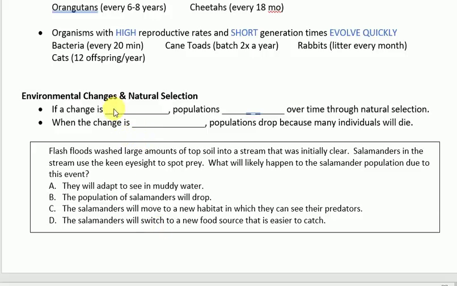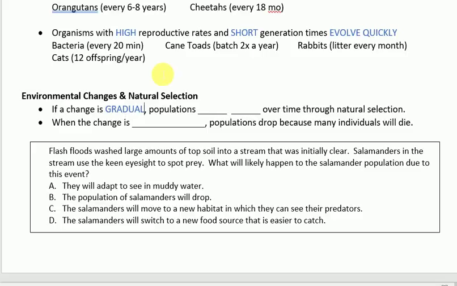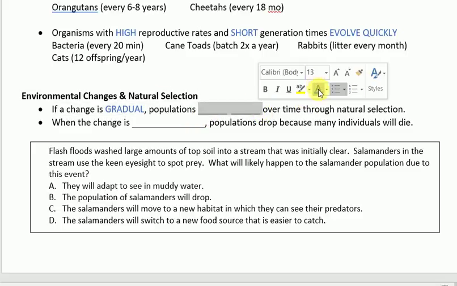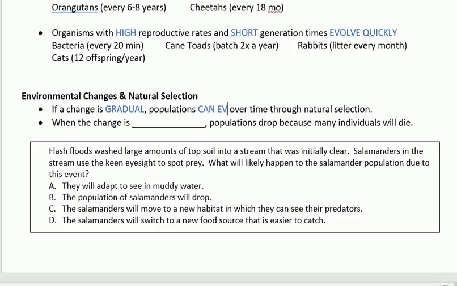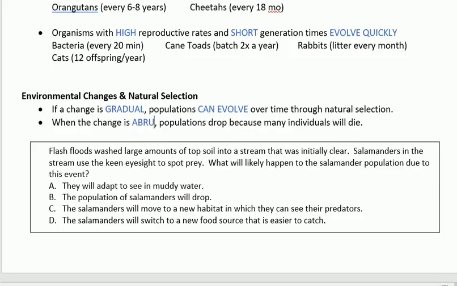So let's talk about environmental change because that can affect natural selection as well. So if a change is considered gradual, populations can evolve over time through that natural selection. But when the change is abrupt, populations are going to drop because individuals will die.